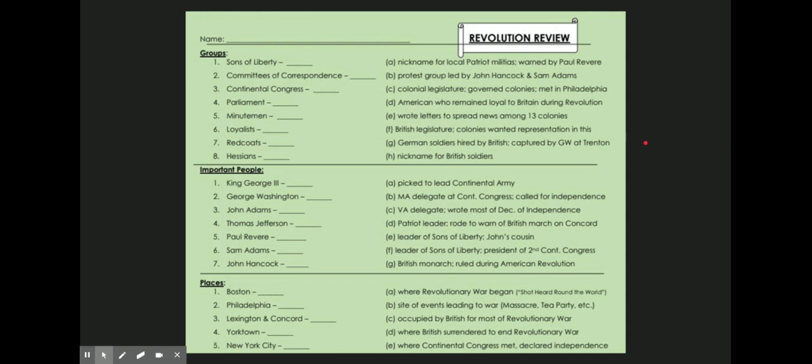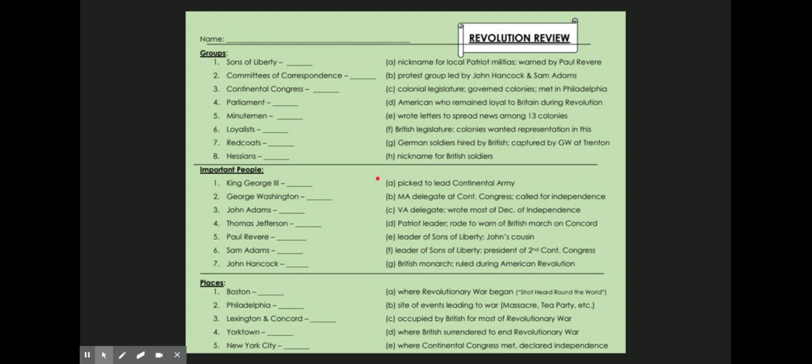And I'm going to give you a help here for watching the video. I'm going to give you two free answers. One of them is going to be right here. Americans who remained loyal to Britain during the Revolution. Who remained loyal to Britain? Oh, loyalists. So you make a D right there. And then another one, German soldiers hired by the British, captured by George Washington at Trenton. You might not know that, except that I'm telling you for watching the video, it's the Hessians right here. So this one would be G.